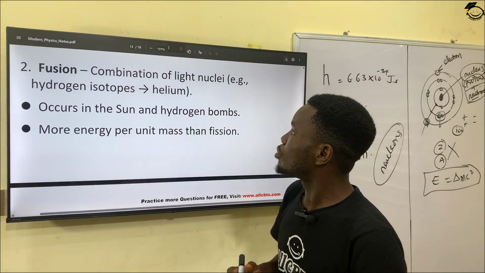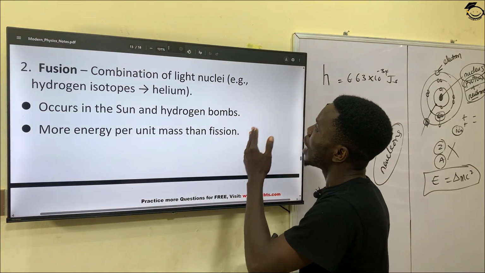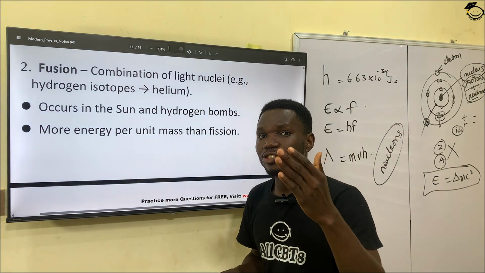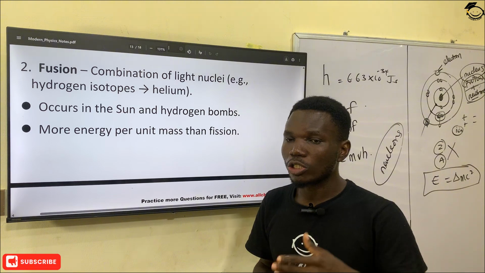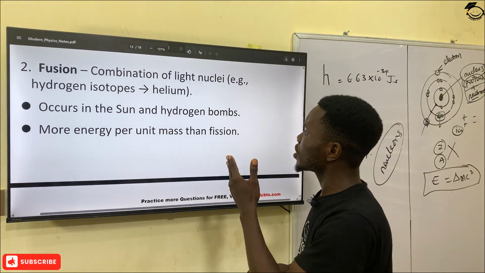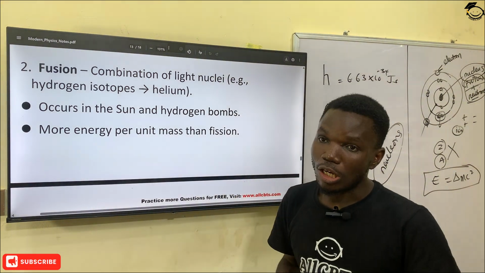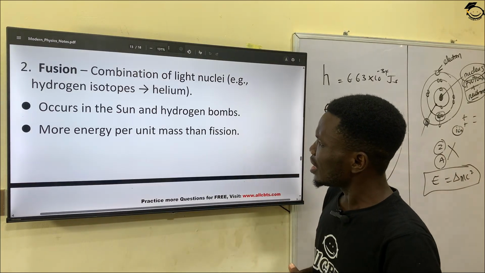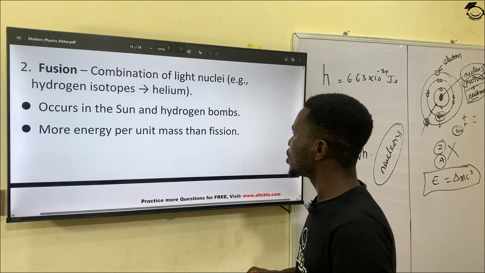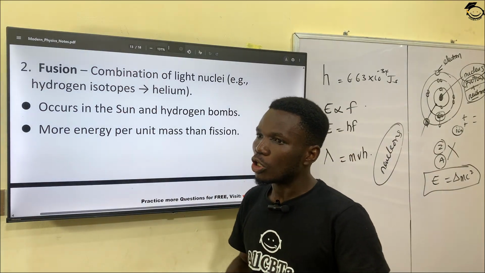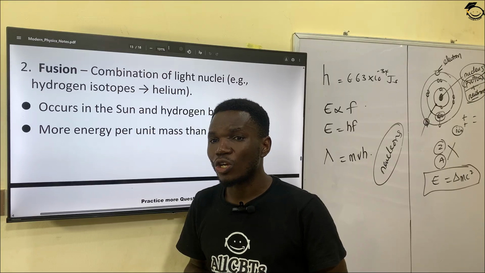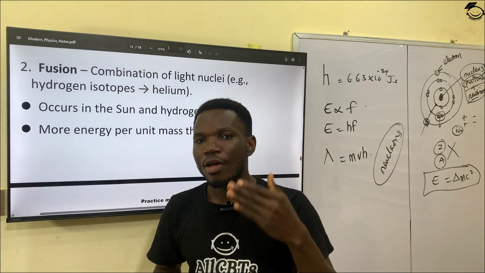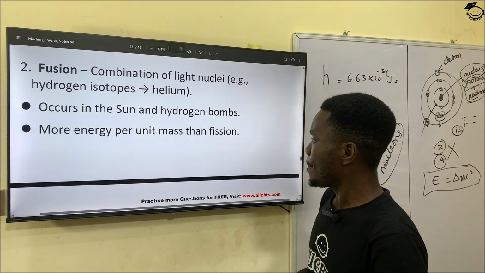Hence it is constantly burning bright. This can be found in the combination of helium and hydrogen isotopes to form helium. So this occurs in the sun and in hydrogen bombs. There's another type of bomb that we call the hydrogen bomb. It releases more energy per unit mass than fission. So what do we mean? In nuclear fusion, there is more energy generated compared to nuclear fission.